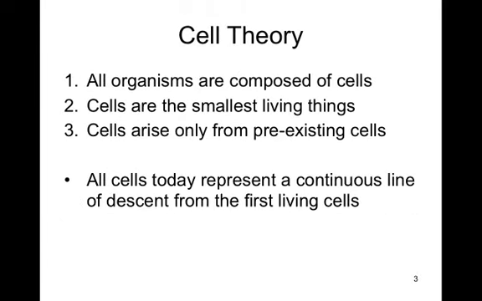So what is cell theory? In its modern form, the cell theory includes only the following three principles: that all organisms are composed of cells, that cells are the smallest living things, and cells arise only from pre-existing cells. So in this sense, the cell theory is quite simple. All cells today represent a continuous line of descent from the first living cells that are said to have arisen 3.6 billion years ago on an Earth very different from the Earth that we live on today.